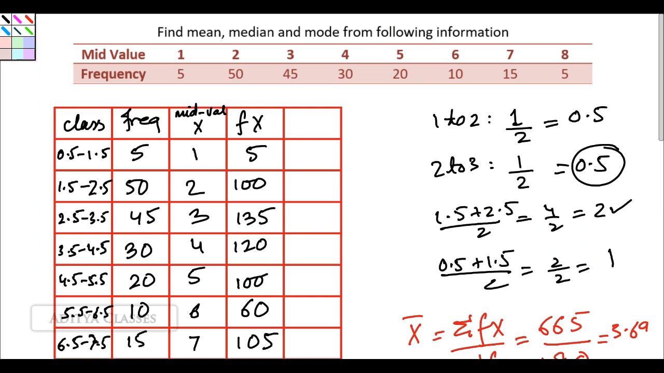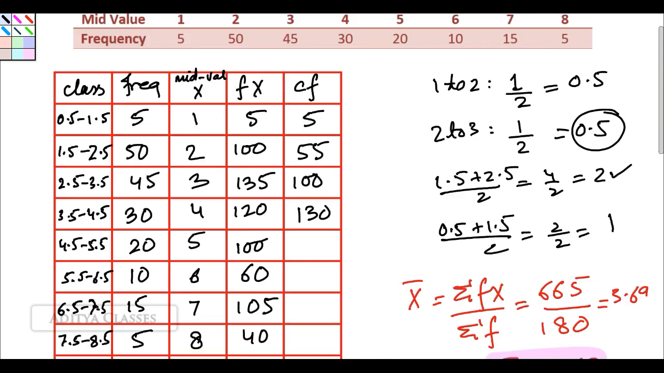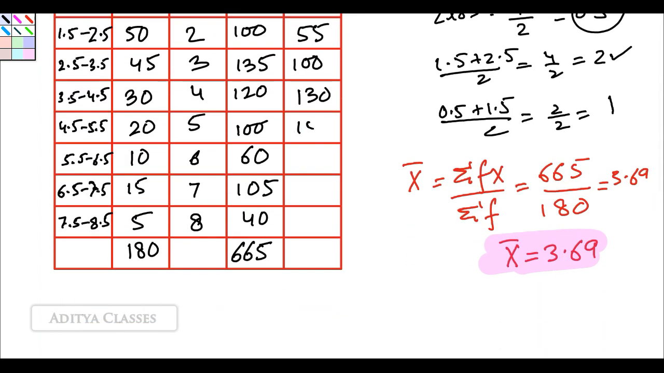Next we need to find out median. For median what do we need? For median we need cumulative frequency. What is cumulative frequency? It is cumulative of frequency up to the particular class, up to this point. Frequency gone is 5 and 50, 55. As we move ahead, 55 and 45, 100. Or you could do 100 plus 30, 130 plus 20, 180. You can see total was also 180 and again we have 180, so we are on right track.